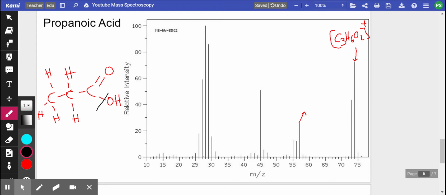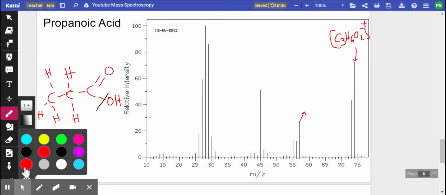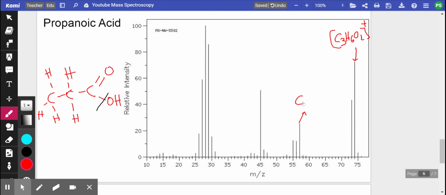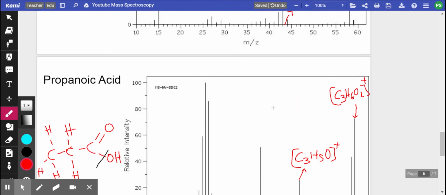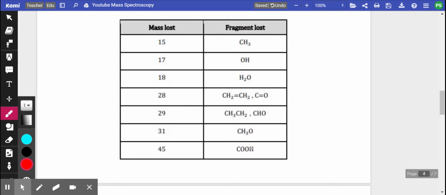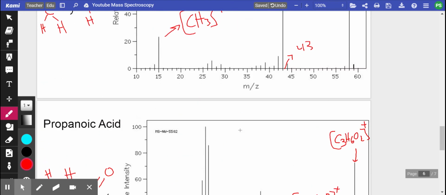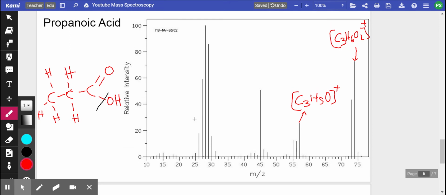Now, you can use a periodic table to calculate the molar mass of the formulas I'm writing. So this peak is due to C3H5O. So our main molecule has already fragmented in one way. We see another big peak at 45. And this one is a common one because if we scroll back up to our data booklet, this is due to the loss of a COOH group, which means there's a carboxylic acid functional group in our molecule.